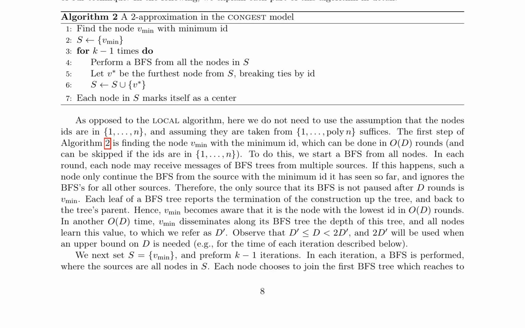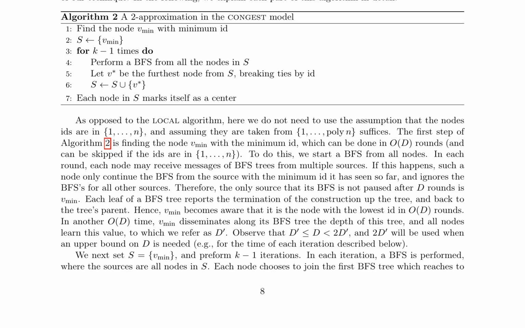Lastly, the authors present a two-approximation algorithm for the k-center clustering problem in the CONGEST model, which achieves an approximation ratio of 2 in O(kD) rounds, where D is the diameter of the underlying graph. The algorithm, Algorithm 2, consists of finding the node vmin with minimum id, and then performing k-1 iterations of BFS from all nodes in S, where S is initially set to {vmin}.